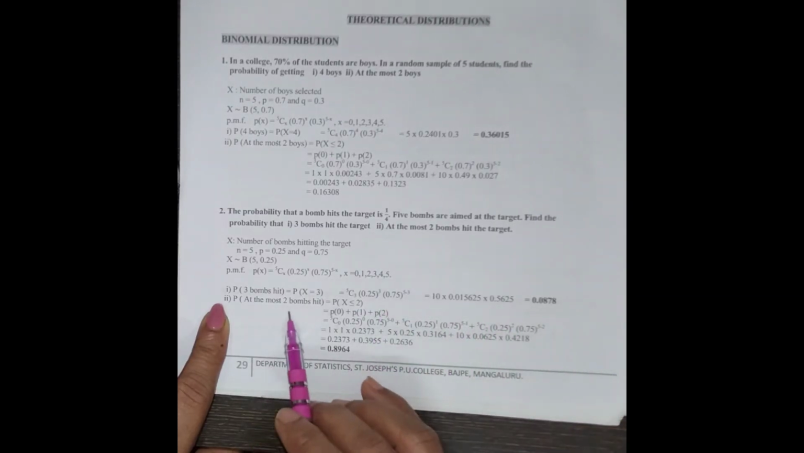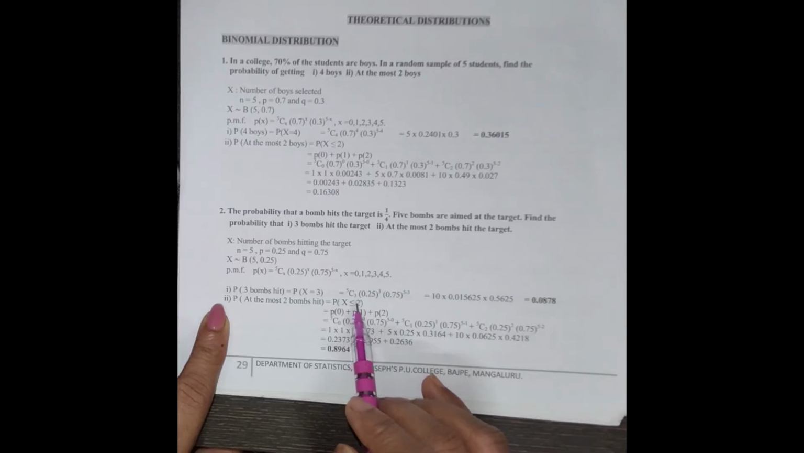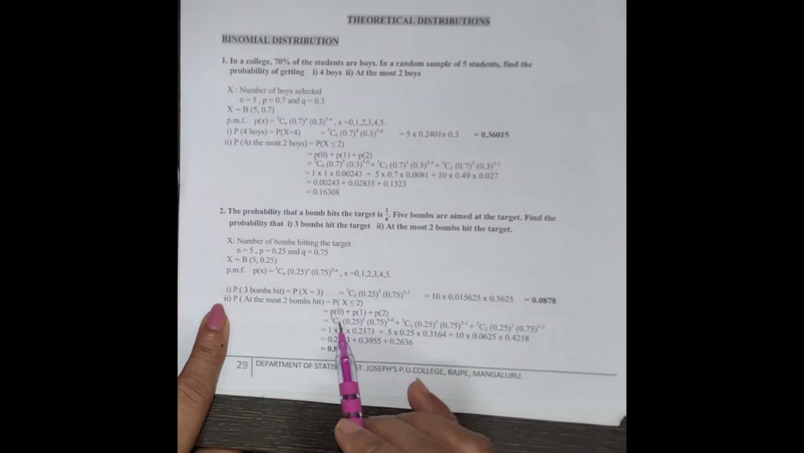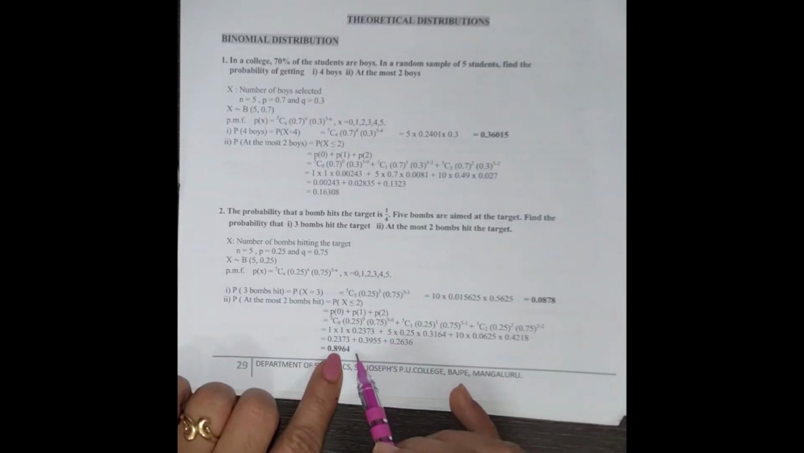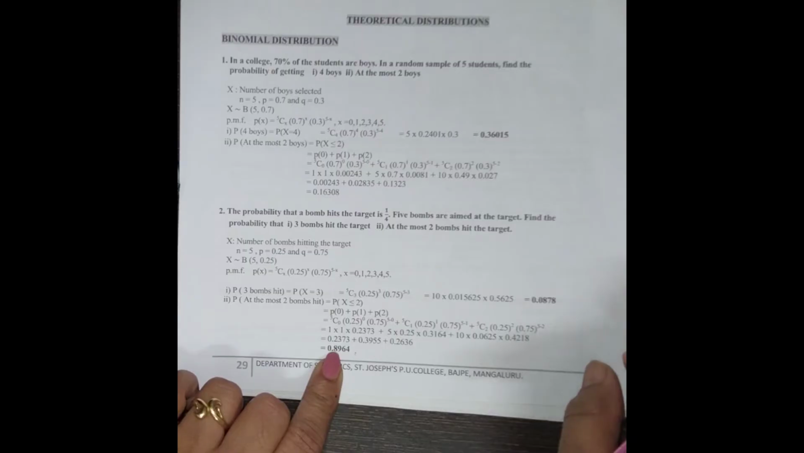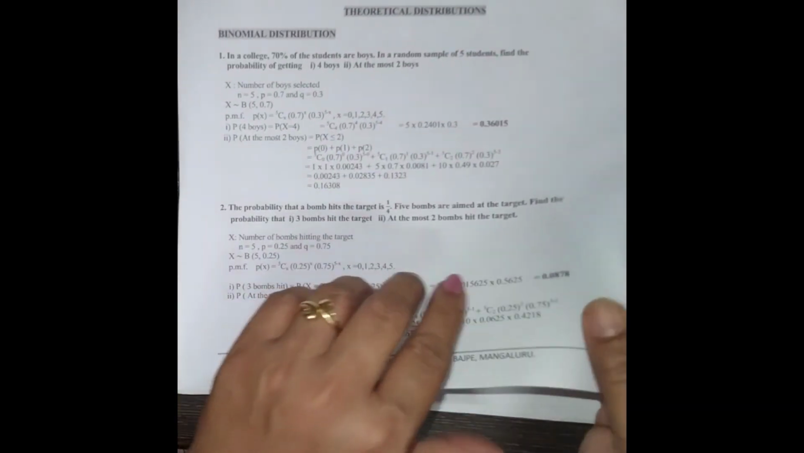At the most 2 bombs also means x is less than or equal to 2, and that is probability of 0, probability of 1 and probability of 2. You calculate, then you get the answer. This is a binomial distribution.